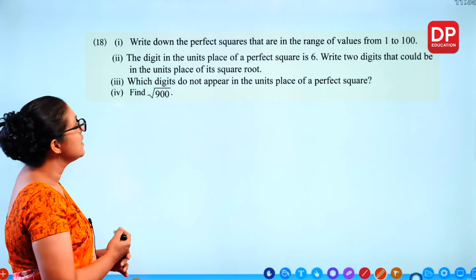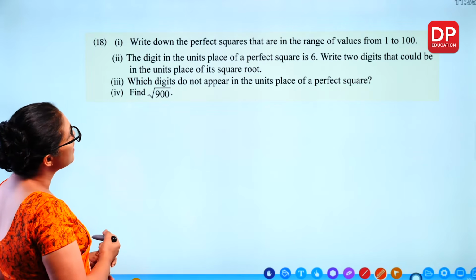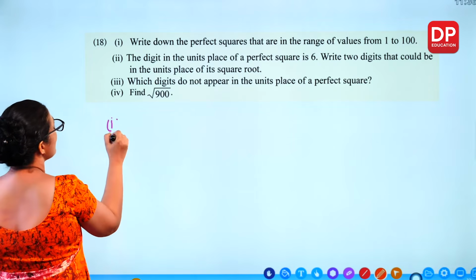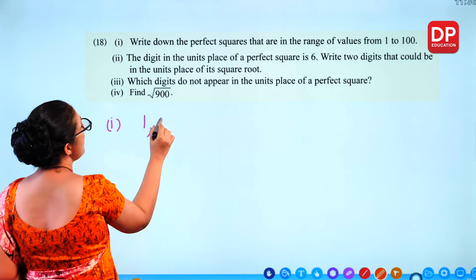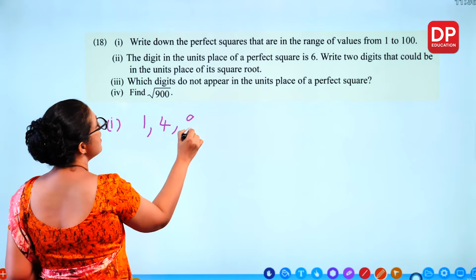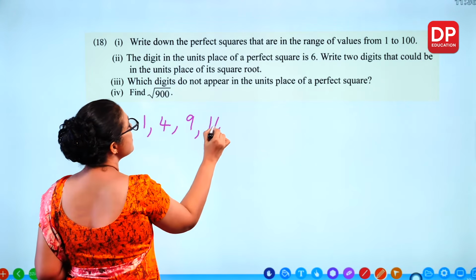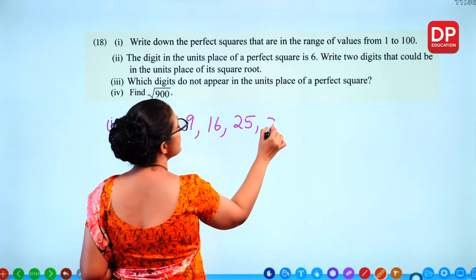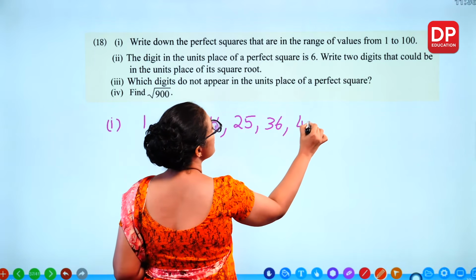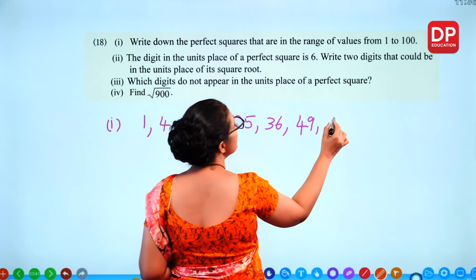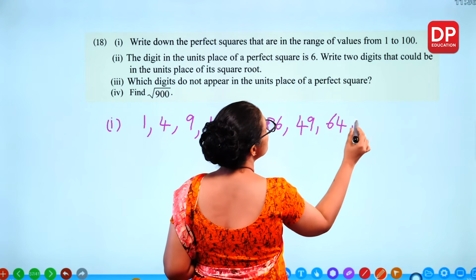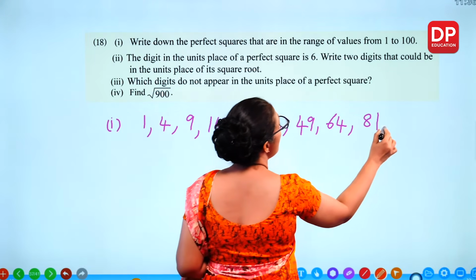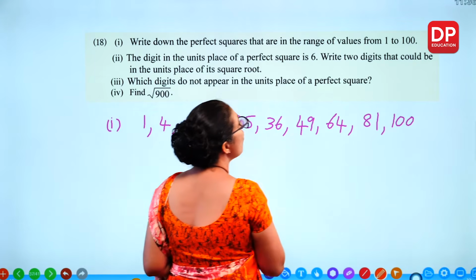Question number 18. Write down the perfect squares that are in the range of values from 1 to 100. 1 squared, 1; 2 squared, 4; 3 squared, 9; 4 squared, 16; 5 squared, 25; 6 squared, 36; 7 squared, 49; 8 squared, 64; 9 squared, 81; and 10 squared, 100. So you need to write all.